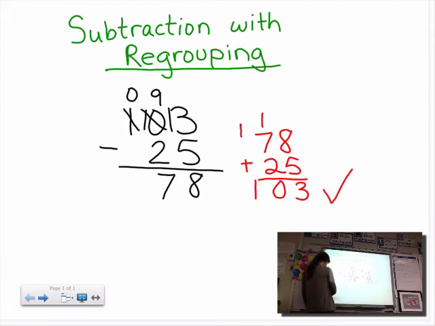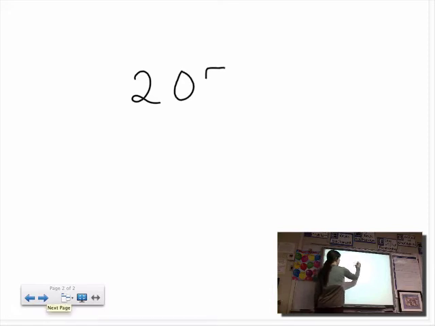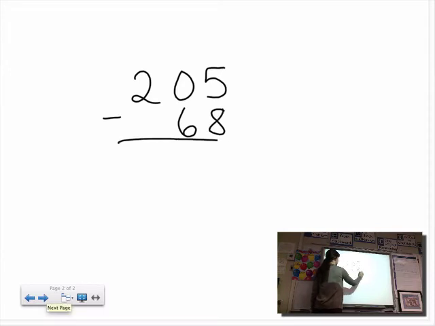Let's try another sample problem. For this one, let's start with a problem like 205 minus 68. When I start in my ones place, I notice 5 minus 8 I cannot do. When I look next door, I see that there's a 0 in my tens place, so I can't regroup from there. I have to go one place farther. I notice that there's a 2 I will borrow from my hundreds place. And when I do that, I now have 10 in the tens place to regroup with.